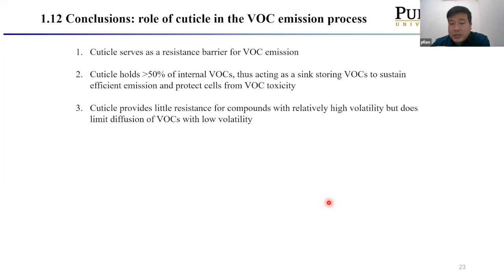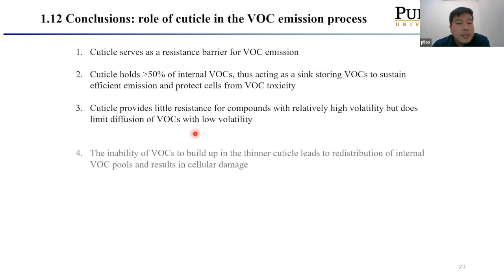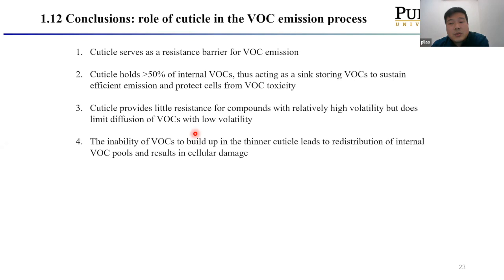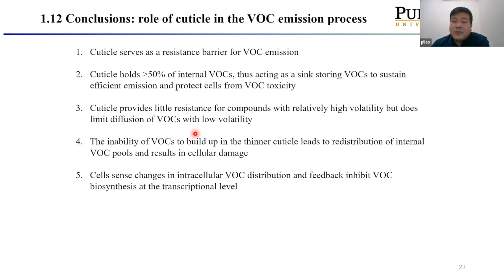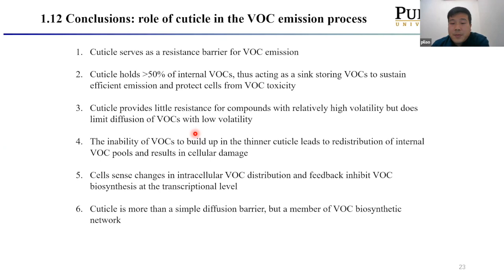Okay, so I didn't just show the results for this part. Yeah, this is also an interesting part. Only those volatiles with low volatility were affected by the cuticle. For those with very high volatility, they are not affected by the cuticle thickness. So the inability of VOCs to build up in a thinner cuticle leads to redistribution of internal VOC pools and results in cellular damage. Cells can sense change in the intracellular VOC distribution and feedback inhibit VOC biosynthesis at the transcriptional level. Six, cuticle is more than a simple diffusion barrier, but a member of a VOC biosynthetic network.